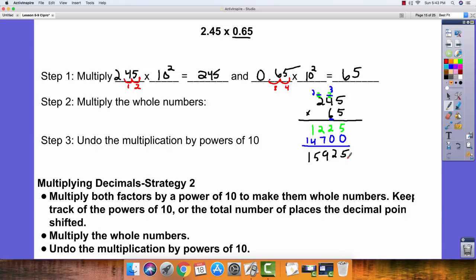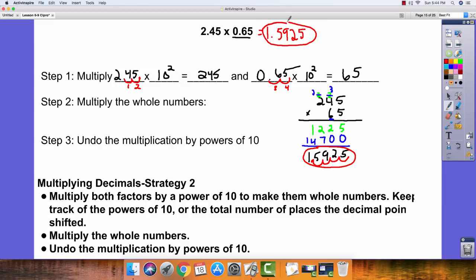So I need to undo that multiplication of powers of 10. So my decimal is going to move a total of 4 places to the left, since I moved 2 places here and 2 places here. So 1, 2, 3, 4. So really my answer is 1 and 5,925 ten thousandths.